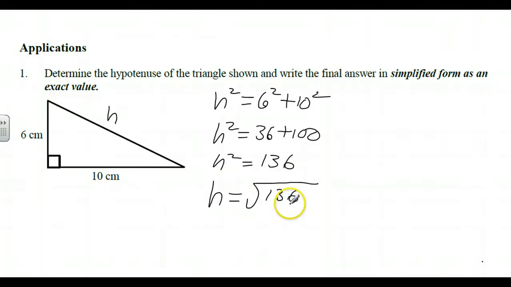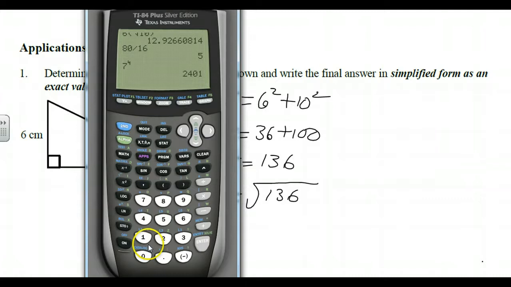Now, you're looking for the largest square that goes into that. So 4 goes into 136, right? Or, well, maybe, I don't know, let's try it. 136 divided by 4 is 34. Now, what goes into 34? Only 2 and 17, right? So there's nothing else.